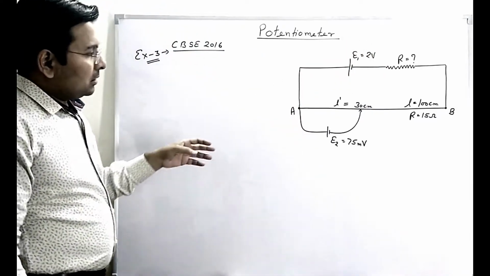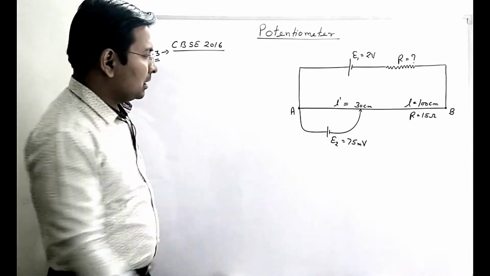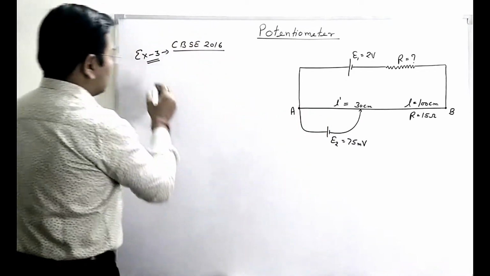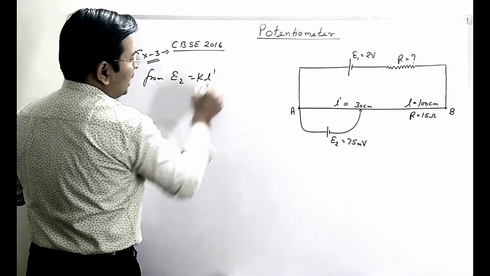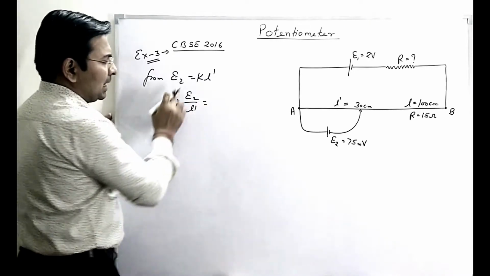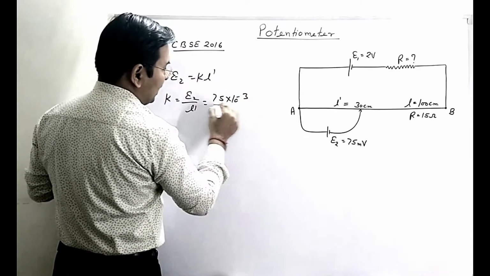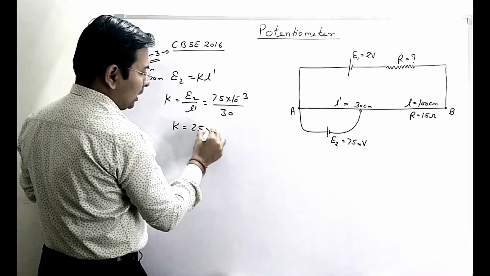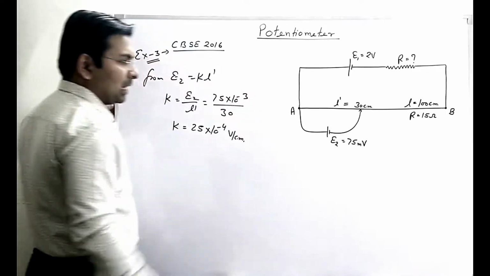Fine. So once again, what will be the method? What will be the steps? Listen. First of all, from E equals KL, we can find out the value of K step by step. From E2 equals KL dash, so from here K will be E2 upon L dash. The value of E2 is 75 milli, 10 to the power minus 3, upon L which is 30. So the value of K will be 25 into 10 to the power minus 4 volt per centimeter.